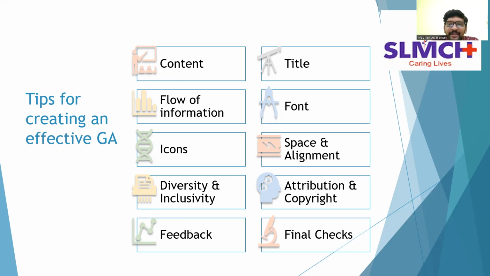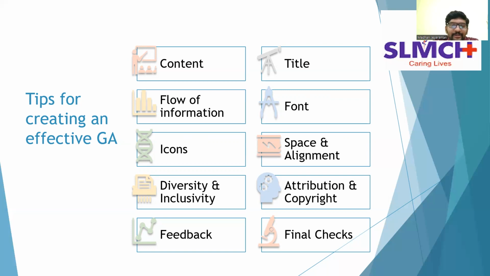The other set starts with the title. The title should exactly match the findings and what we intend to tell the scholars. The second one is the font. For example, if you take the geriatric population, they may have visual problems. So the font should be in an appropriate manner. It should match the background of your slide. Then space and alignment, because the space is very limited in the graphical abstract. So only positive, important findings which will hook the readers have to be kept.